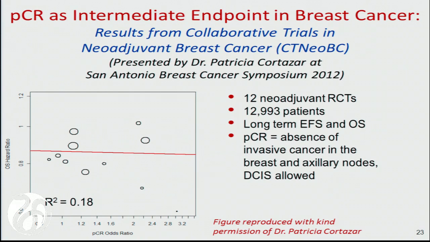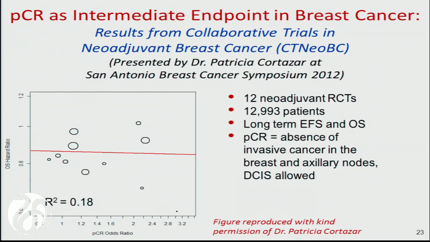And this is a very popular thing nowadays, to run neoadjuvant trials in breast cancer and to use pathologic complete response as an endpoint, the thinking being that this would be a useful screen for what can go on to a more definitive trial. And with the kind permission of Pat Cortazar at the FDA, she allowed me to share with you some of these slides. And they're pretty sobering.